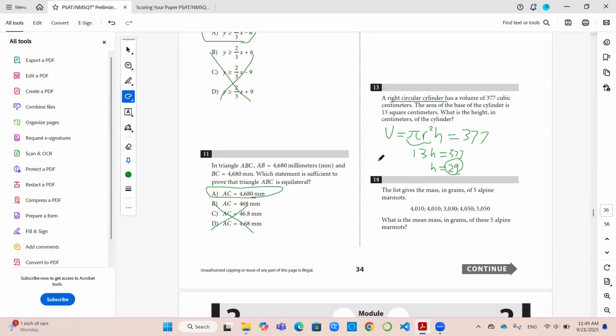The list gives the mass in grams of 5 Alpine marmots. What is the mean mass in grams of these Alpine marmots? So add all of this together and divide it by 5, because mean means the total divided by the number of items. And what you get is 3,630 as your final answer.